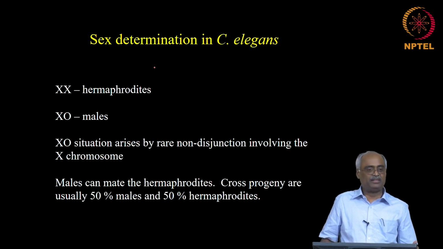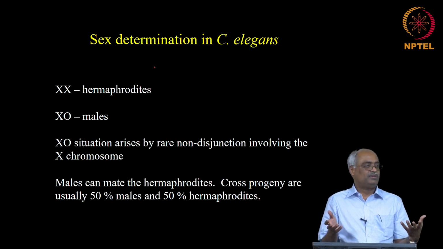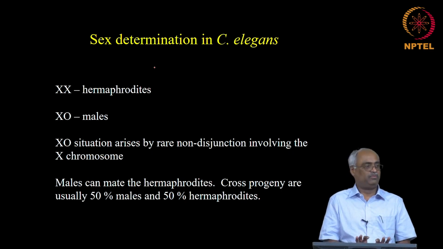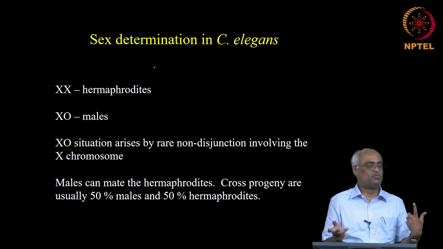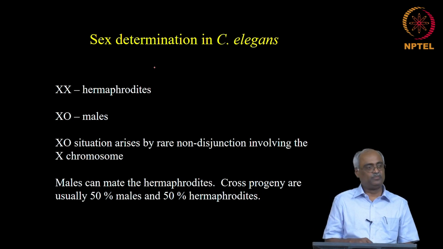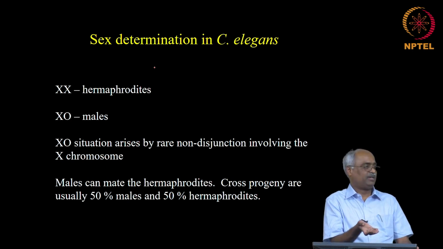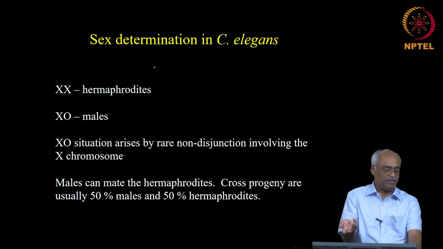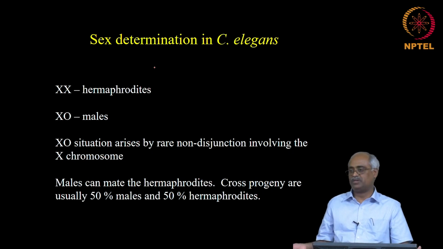Now if you look at the male testis and the sperm, since males started with X0, through normal meiosis with no defects, half of the sperm will have X and half of the sperm will have no X, because there is only one X. Therefore when a male mates with a hermaphrodite, 50% of the sperm will have X, 50% will have no X. As a result, without any meiotic defect, the progeny will be 50% male, 50% hermaphrodite.